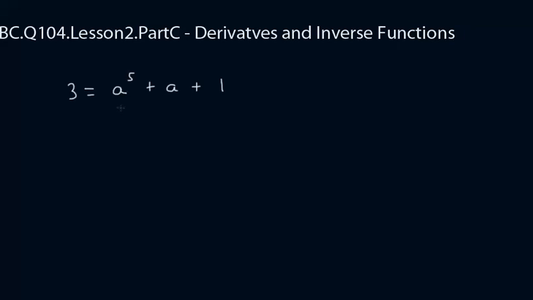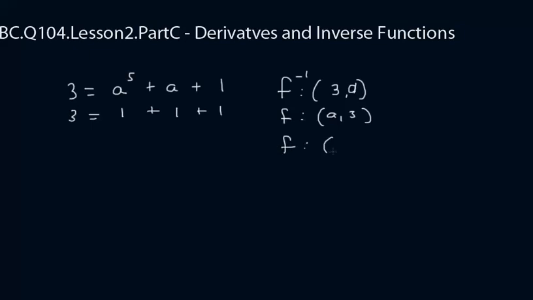So we can plug in 1, and 1 plus 1 plus 1, in fact, equals 3. So we know a has to equal 1. So again, f inverse went through 3, comma a. F of x is going to go through a, comma 3, and we found a to be 1. So f contains the point 1, comma 3. And back to our formula now. The derivative of the inverse at 3 equals 1 over f prime at 1.